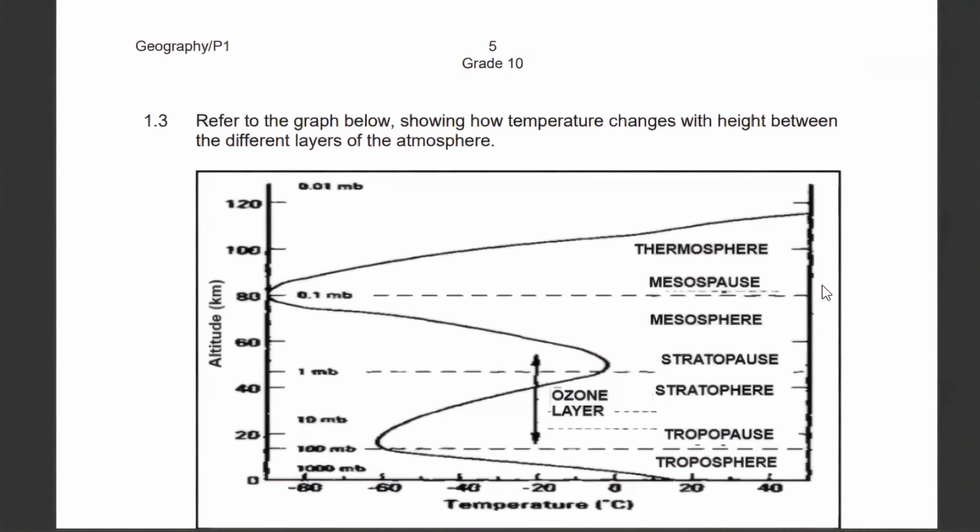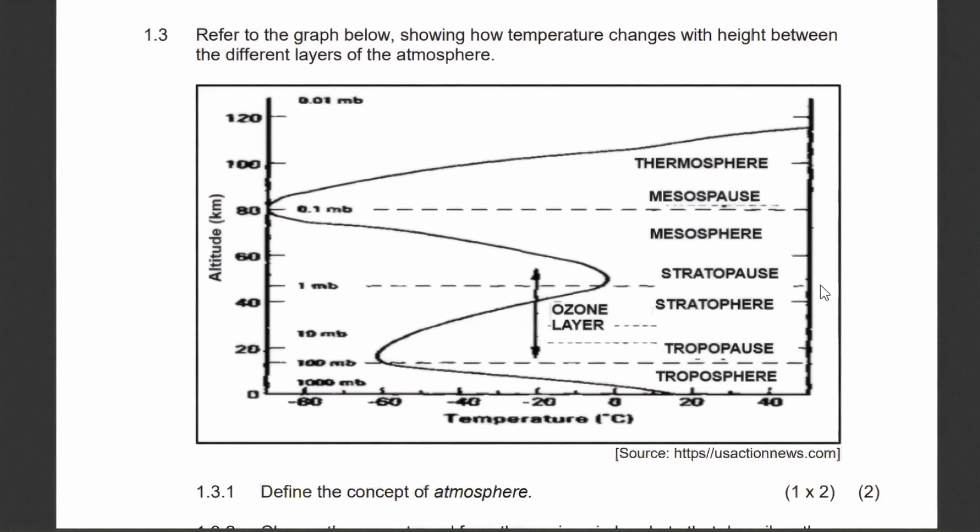Question number 3, we move on to question number 3. 1.3 is referred to the graph below, showing how temperature changes with the height between different layers of the atmosphere. And then our first question is a question on definition. The question is saying define the concept atmosphere.